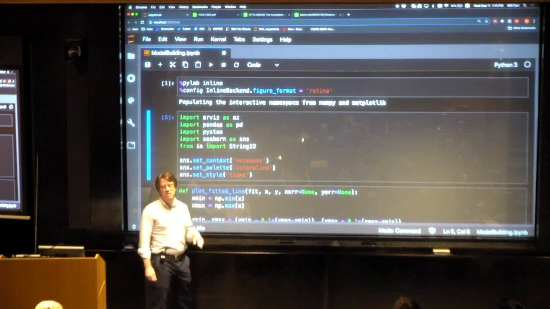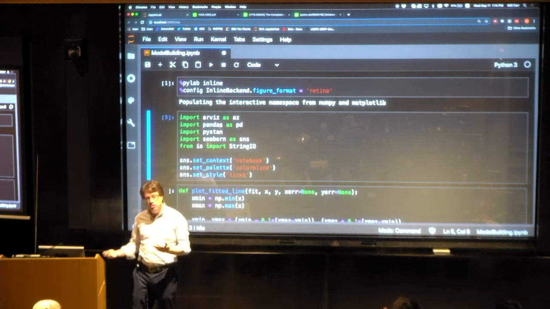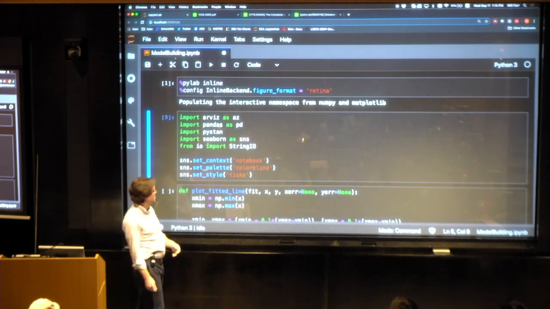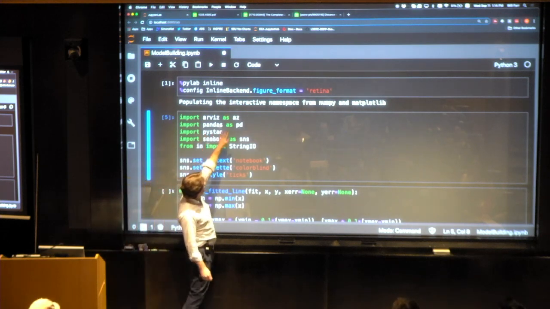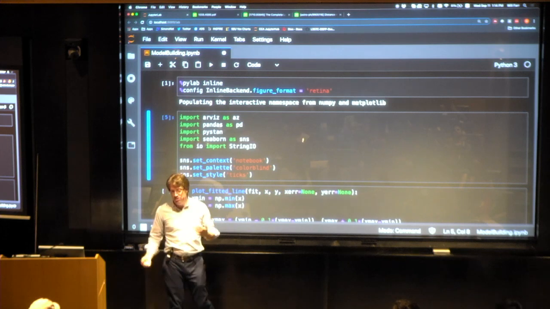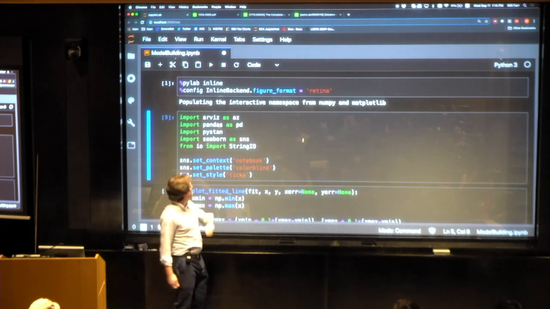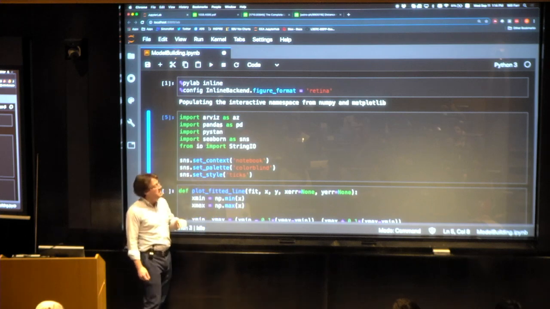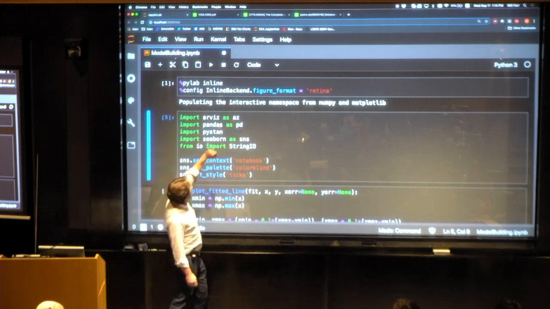PyStan is the Python interface to this Stan program, which is what we're going to use to write down our models and eventually sample from them. Pandas is a library for working with data in tables. You may have seen that before. Seaborn is a plotting library that makes plots look even prettier than the first line there.